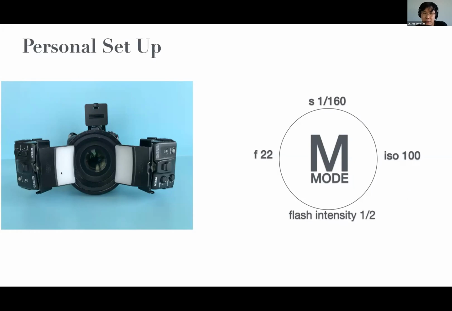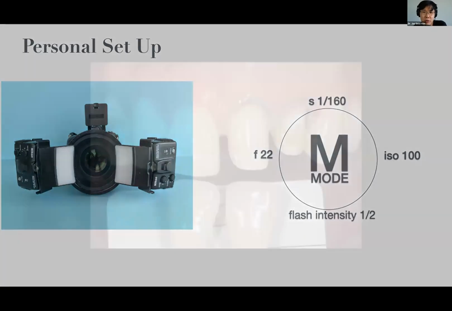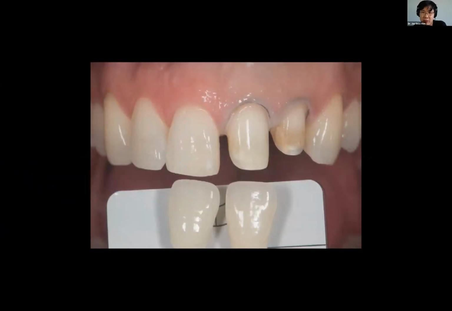And the flash intensity with this setup, I reduce it to about half because otherwise you get too harsh light when you take pictures. So an example of a photo taken with this setting is like this here. So you get good illumination, you got a good depth of field, and it's pretty evenly lit, okay?